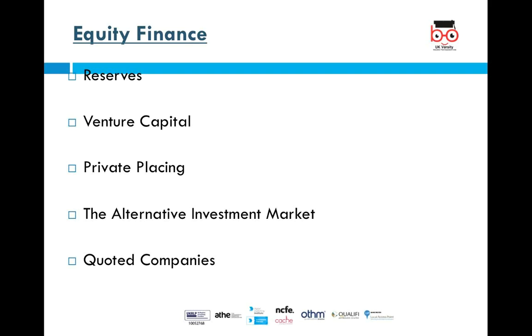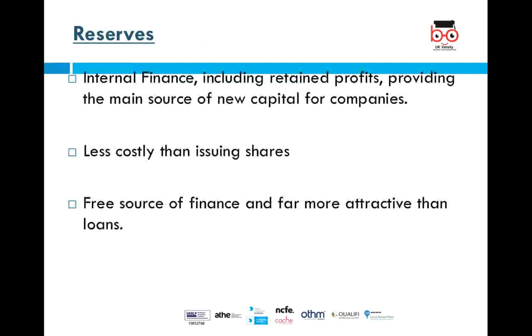So equity finance can be arranged through reserves, which are a return on earnings and some reserves. Venture capital: if a borrower wants to merge with another company and collaborate through a consortium or make a condominium, that's venture capital. And private placing, the alternative investment market, and quoted companies we will discuss in the next slide.